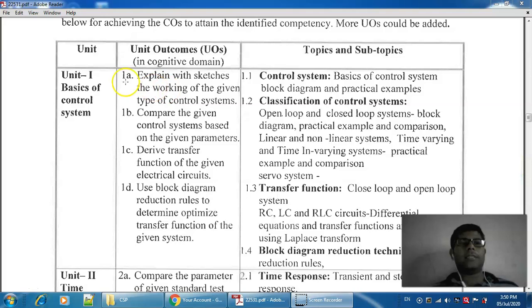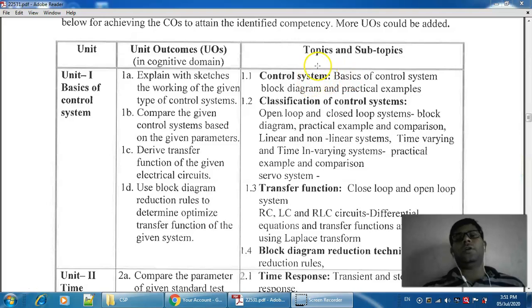So, in the last lecture, we saw the project outcomes and course outcomes. Now we'll see the unit outcomes. What is the outcome of this unit? What will the student be able to learn or explain? This is the first objective: the student will be able to explain, with a sketch, the working of a given type of control system. This is 1.1, the basics of control system and block diagram.